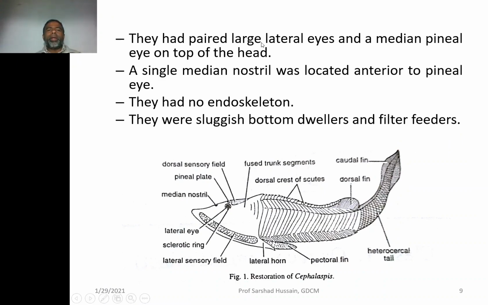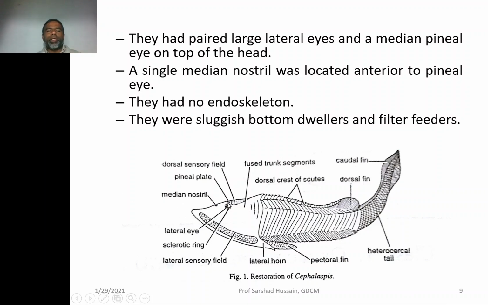They had paired large lateral eyes. You can see over here, one eye is on this side, the other will be on that side. So they have paired large eyes. The median pineal eye is also present over there. You can see this is the pineal eye covered over by the pineal plate.